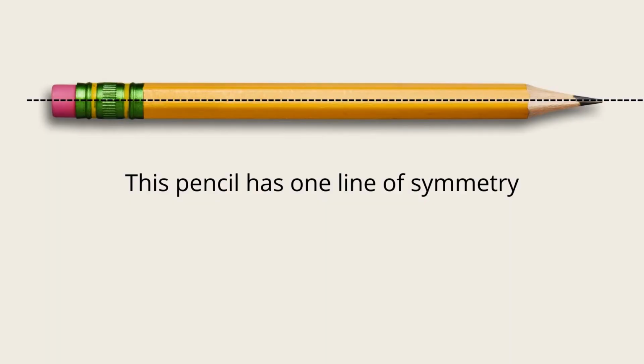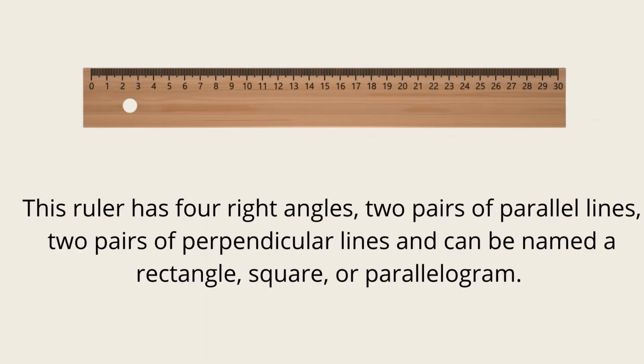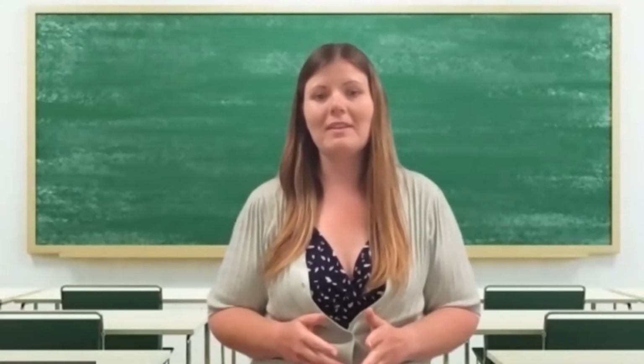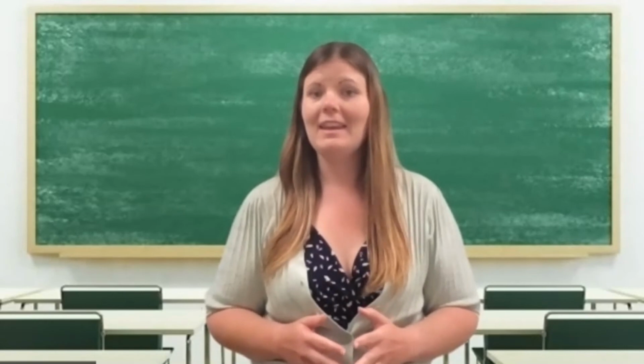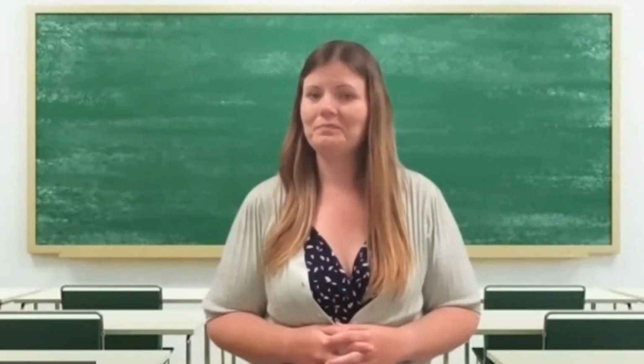For example, in this picture of a pencil, students may identify a line of symmetry. In this picture of a ruler, students may write the object has 4 right angles, 2 pairs of parallel lines and perpendicular lines, and can be named a quadrilateral, rectangle, or a parallelogram. You can then display these for all students to see, even the ones outside your classroom.